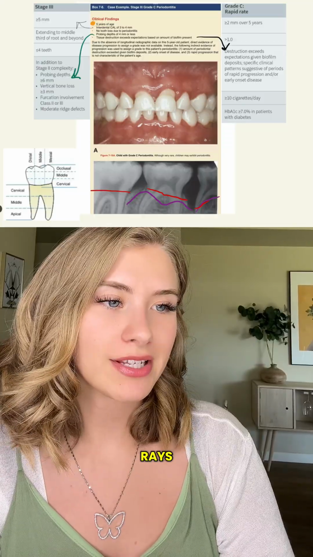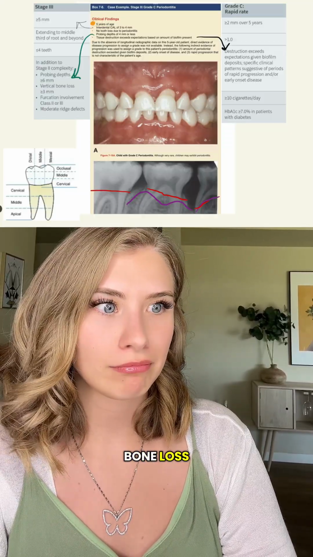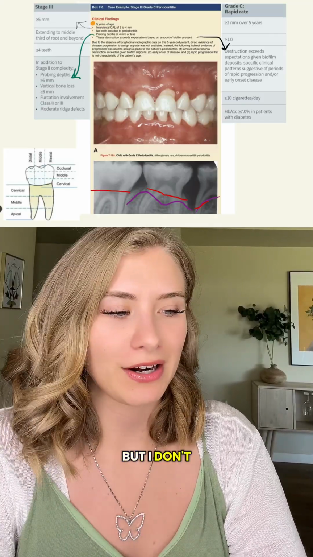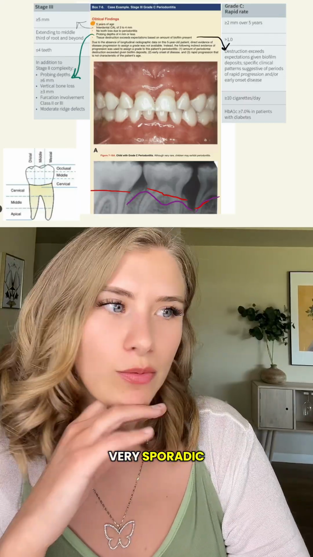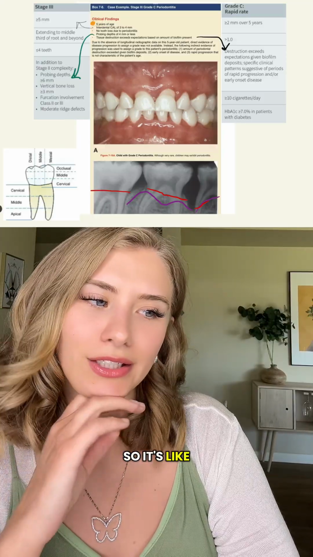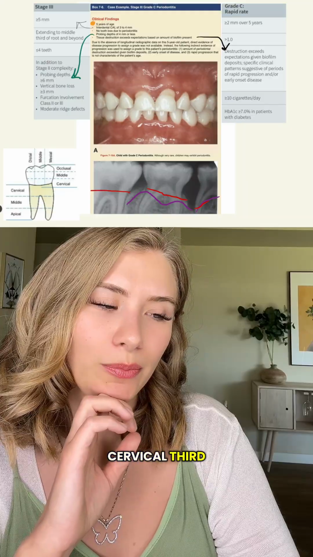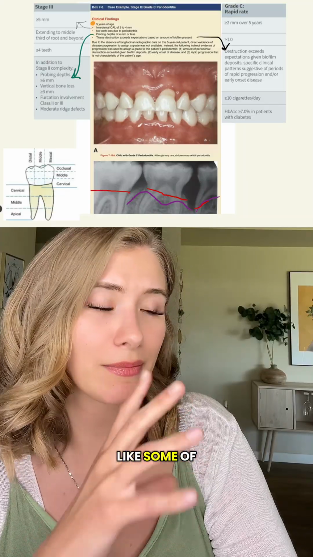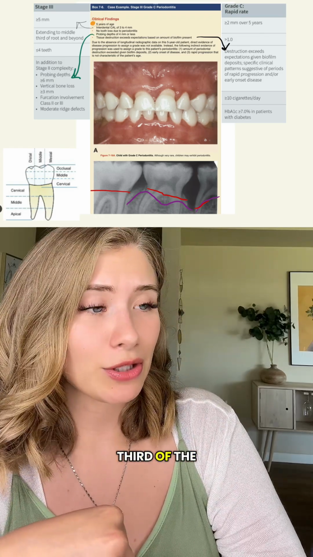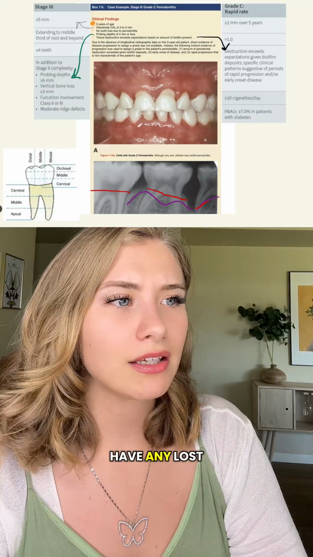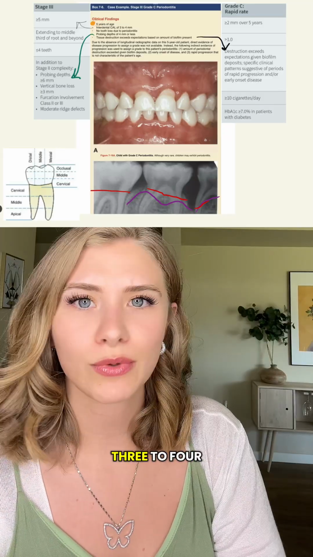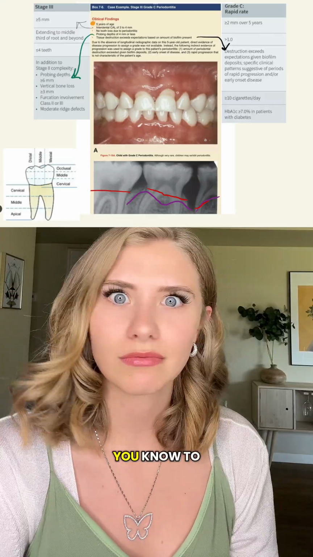When I look at the x-rays, I feel like I see vertical bone loss. Now, I know it says more than 3 millimeters of vertical bone loss, but I don't know. It just looks very sporadic. And their little roots are just so tiny, so it's by that cervical third, but still, it's just so sad. Some of them are localized and it's down to the mid-third of the root extending past. They don't have any lost teeth due to it, and their interdental CAL is only 3 to 4, but their teeth are so tiny compared to adults.